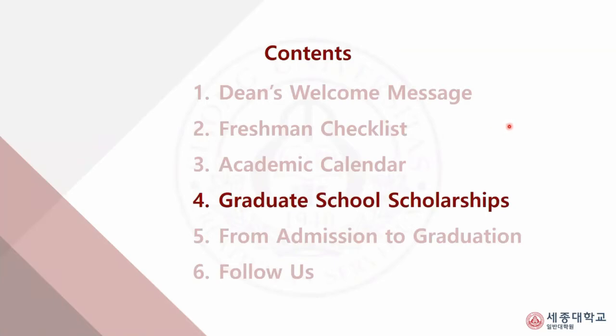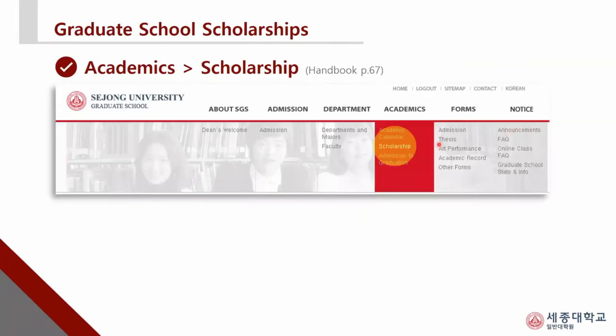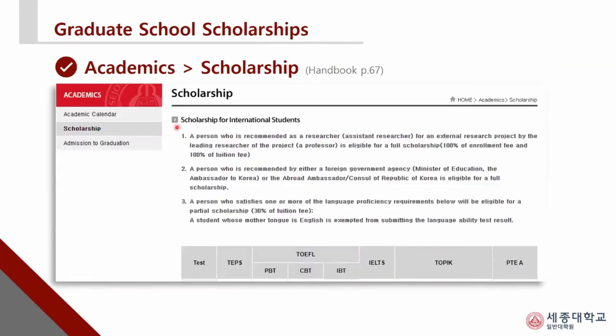Next, we will take a look at the graduate school scholarships. You can check scholarships in the scholarship menu under academics, and there is a full list of scholarships that international students can apply for. You can also check this in page 67 of your handbook.